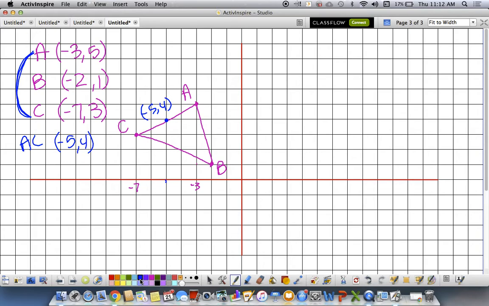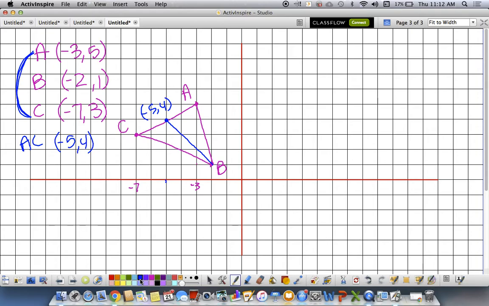Now, where do I need to draw that midpoint to? Point B. Vertex B. That's one median. What's another median we might want to do? Carter Manwaring, you want to give me another one?